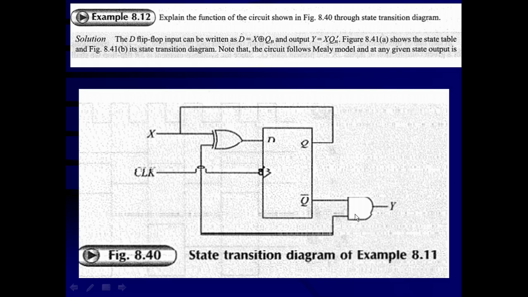Output of this circuit is X Qn bar. That means Qn bar, and another input is going to be X. So you can see that.